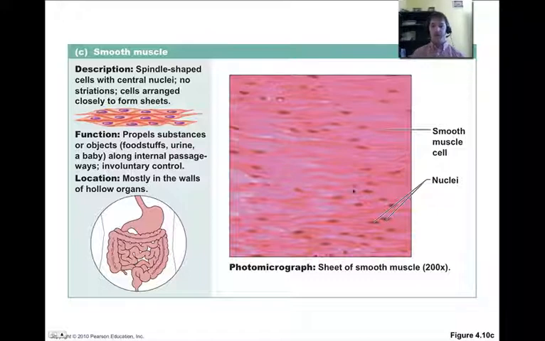It propels substances along internal passageways, so your gut has smooth muscle in it to propel food down your small intestine, large intestine, to propel urine down your ureters. So it moves stuff down internal passageways. It's also found in the walls of your blood vessels, and it can tighten or open up to modulate the diameter of those blood vessels. So it's mostly found in the walls of hollow organs.